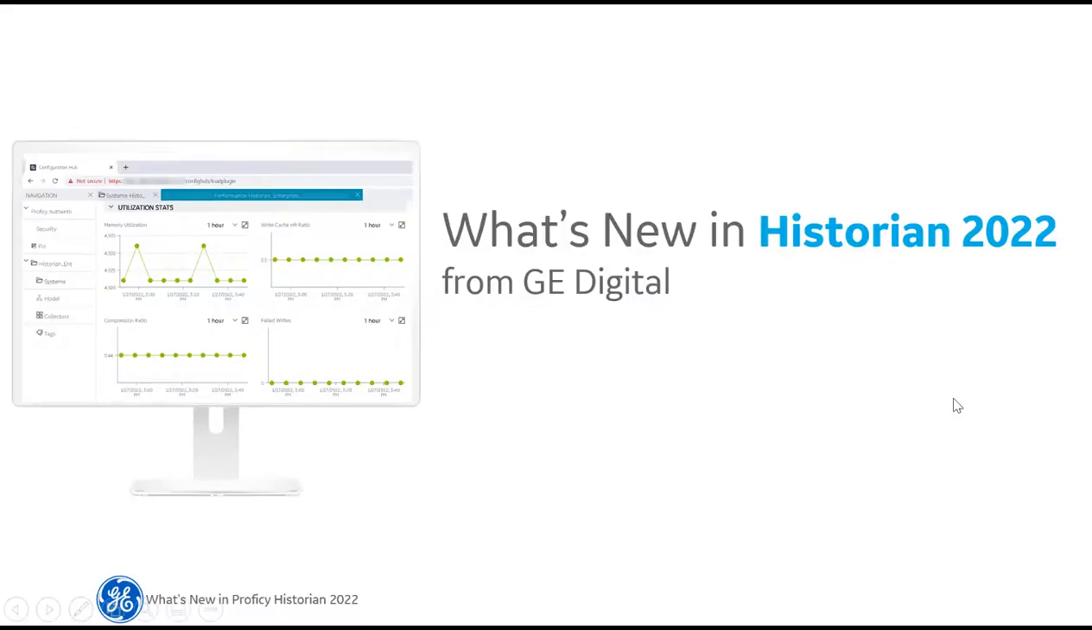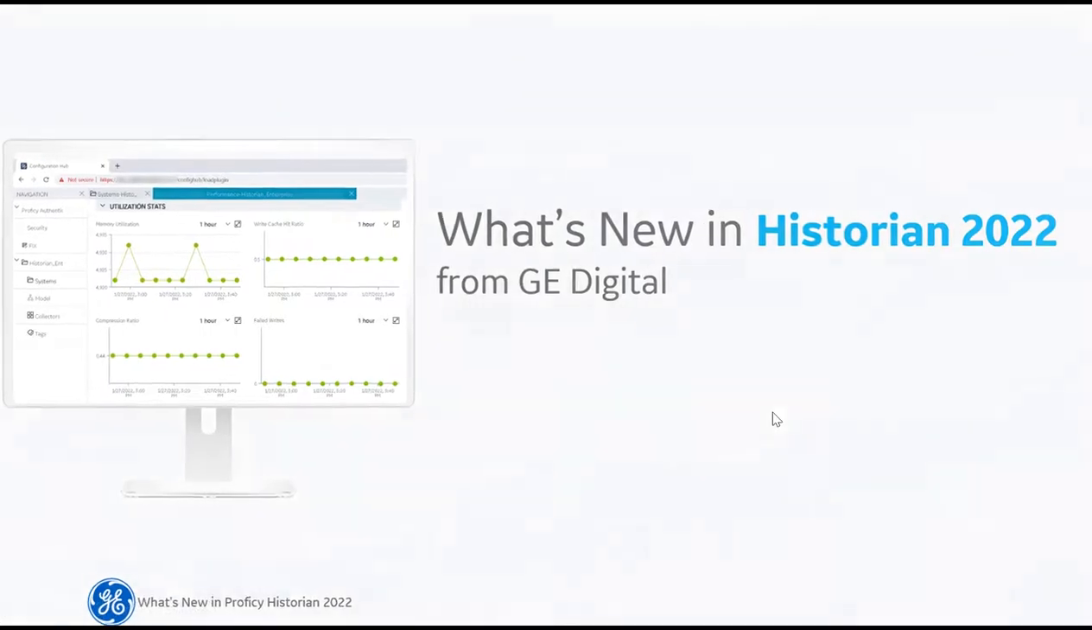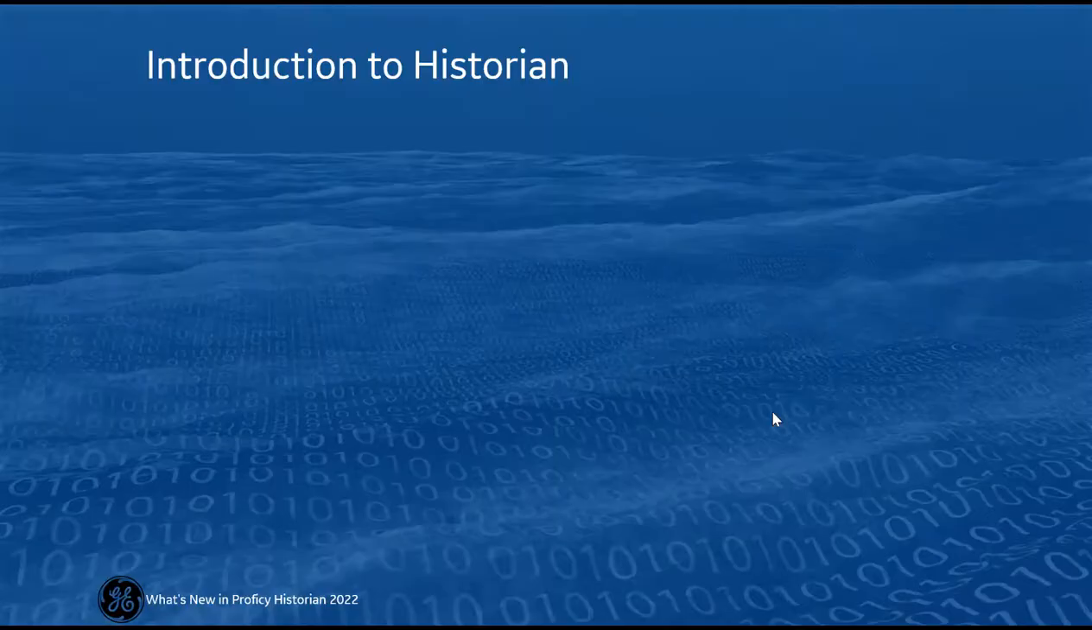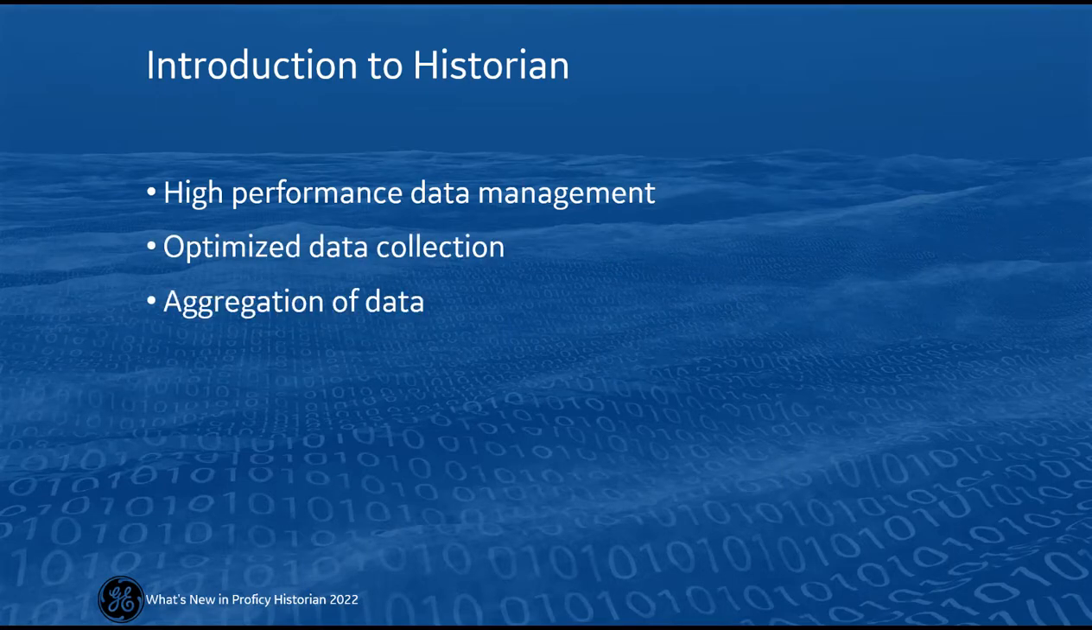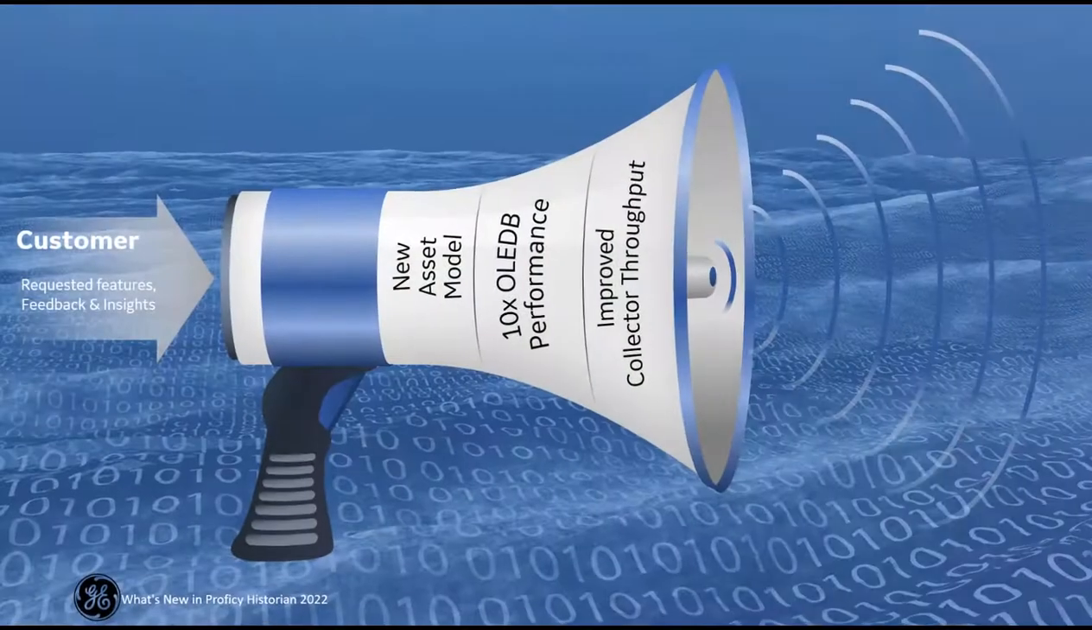We are delighted to announce that Historian 2022 is released in January 2022. Historian is a high-performance data management software product with a 20-year legacy in optimizing collection and aggregation of time-based industrial data. Hi, I'm Swati. I am an information developer at GE Digital. I'm going to show you a glimpse of the new features and enhancements in Proficy Historian 2022.